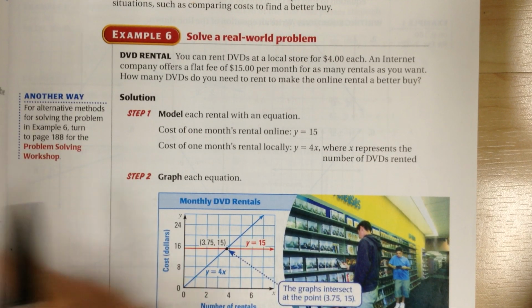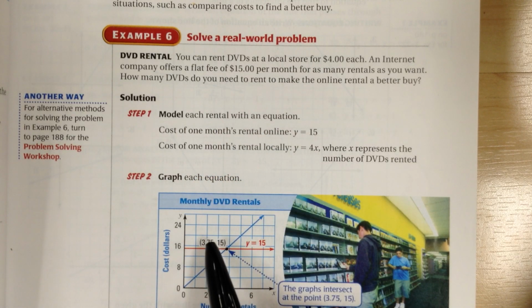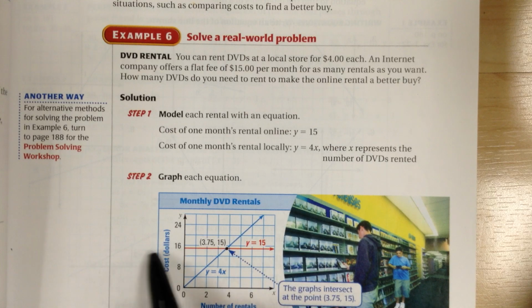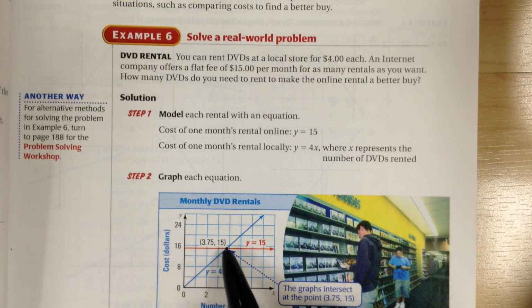Now for the flat fee of $15 per month, it means every month you just pay $15, and it doesn't matter how many videos. If you rent 0 videos, you still pay $15. If you watch 6 videos, you still pay $15 because it's a flat fee. That's why it's called a flat fee: if you graph it, it's flat. And the point where they intersect is where they break even.